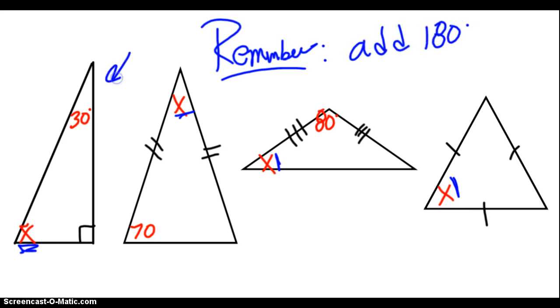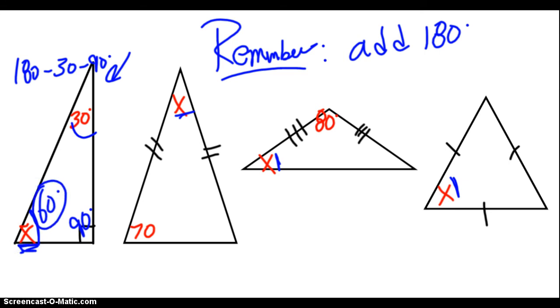This first one is something that we've seen before. We've got a 90-degree angle and a 30-degree angle, and since we don't know this angle, but we do know that all the angles add to 180, we can do 180 minus 30 minus 90, and that gives us 60 degrees. So x in this first one is a 60-degree angle.